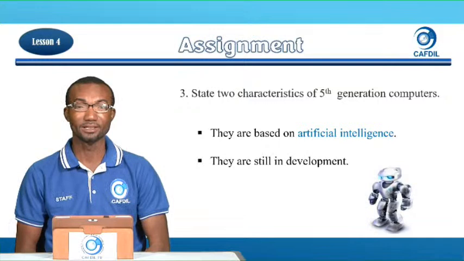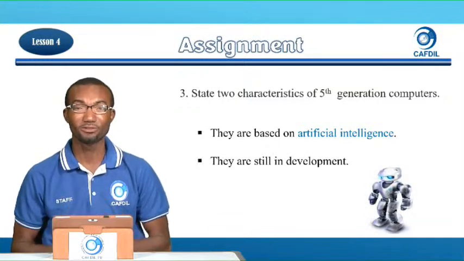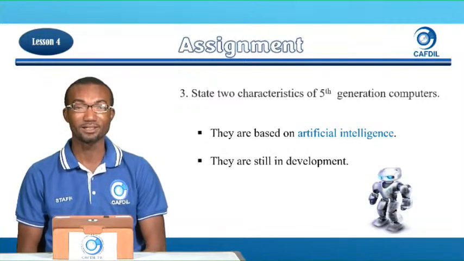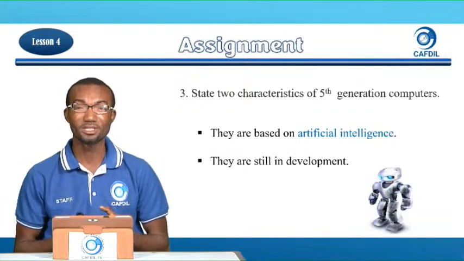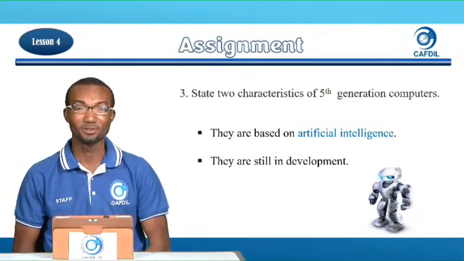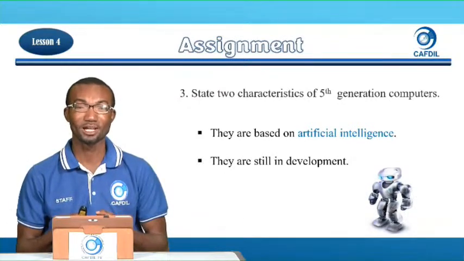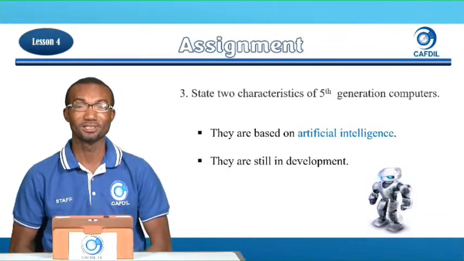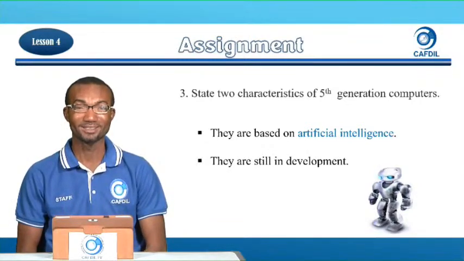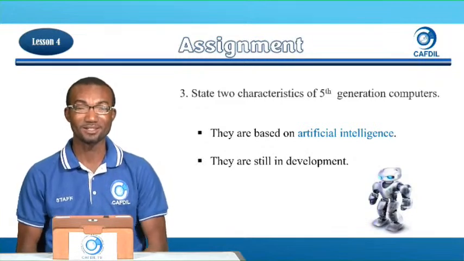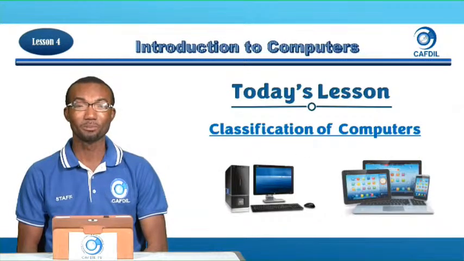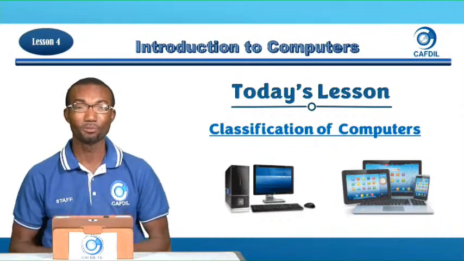And then question 3. State two characteristics of fifth generation computers. One, they are based on artificial intelligence. And two, they are still in development. So when we talk about robots, we are talking about fifth generation computers. Viewers, I hope you all had the answers to these questions correct. Now let's move to today's topic on classification of computers.